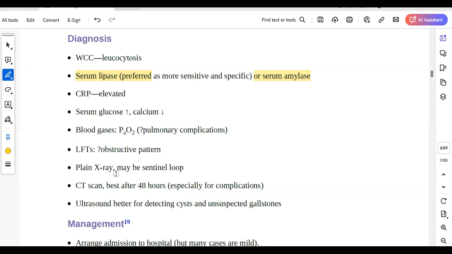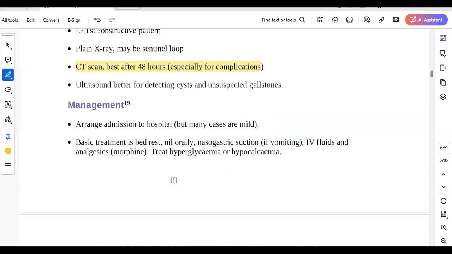Now let's say you are looking for a complicated pancreatitis, or the patient doesn't get better, rather over the next 2 to 3 days an acute pancreatitis patient is getting worse. That's the time you do a CT scan. You don't do a CT scan initially to confirm pancreatitis, but if there is a complication, or in 2 to 3 days' time it's just getting worse and worse, then you do a CT. Very important to know this.